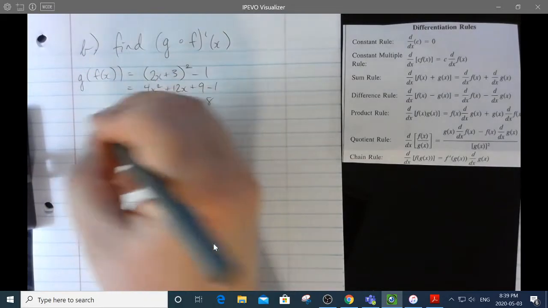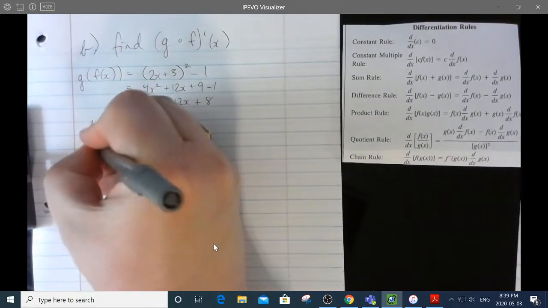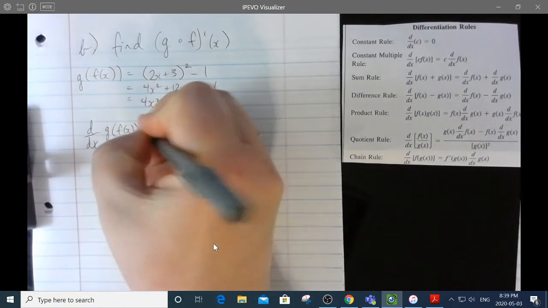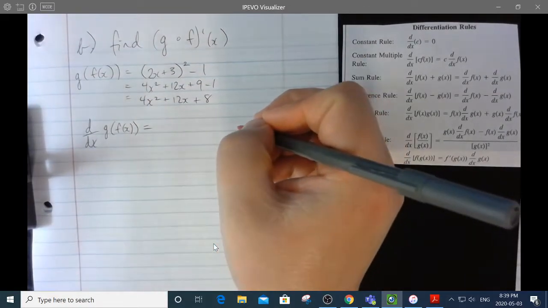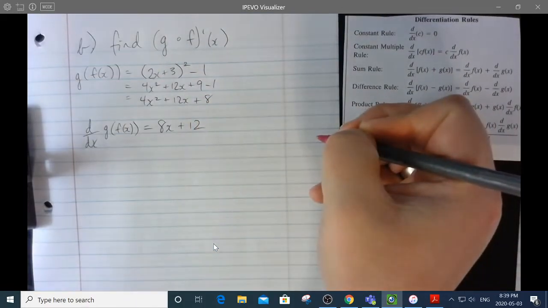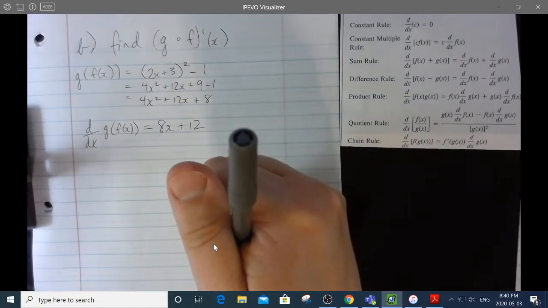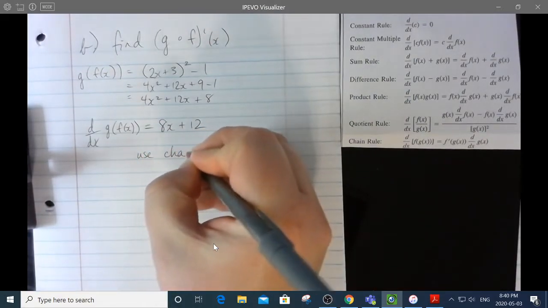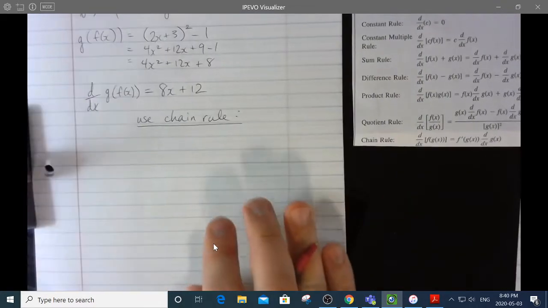So the derivative with respect to x of g of f of x is, well, again, I can just use the sum rule here. So that's going to be 8x plus 12. And derivative of 8 is nothing. So that's my answer. Okay, now let's use the chain rule and try the question again.